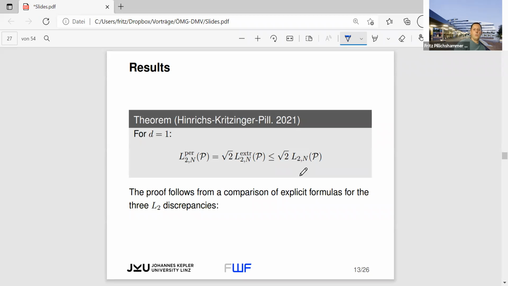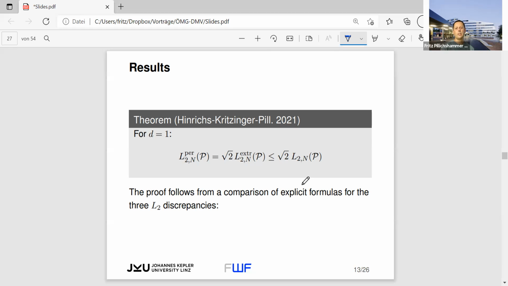Now remember, we are interested in the relation between these three notions of discrepancy. And in dimension 1, we have a very clear picture of these relations. One can show that the L2 periodic discrepancy is exactly square root of 2 times the L2 extreme discrepancy. So they are more or less the same. And they are bounded by square root of 2 times the L2 star discrepancy. And this last inequality is also sharp if we are considering a symmetrized point set as mentioned before. Okay, so all three discrepancies are more or less the same, up to a constant.